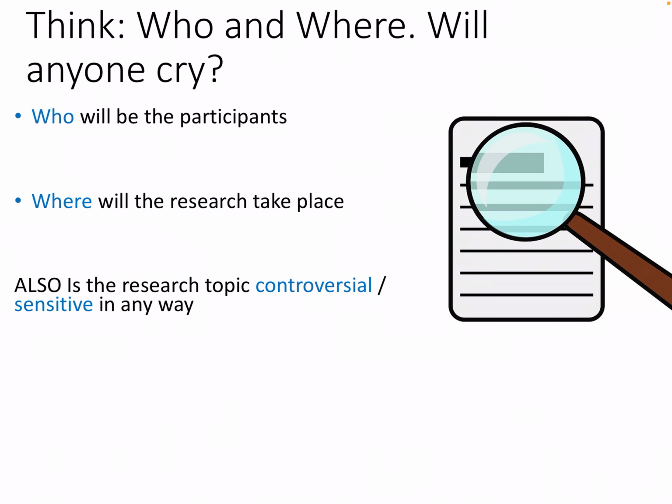So the minute you get your essay question, and I'll show you it in the next slide, I want you to think who and where. So who will the participants be and where will the research take place? And the next one I couldn't think of a good word for, so I've just said, will anyone cry? So have a quick think. The topic that you've been given, the context you've been given, is it sensitive in any way? Is it controversial? Okay?